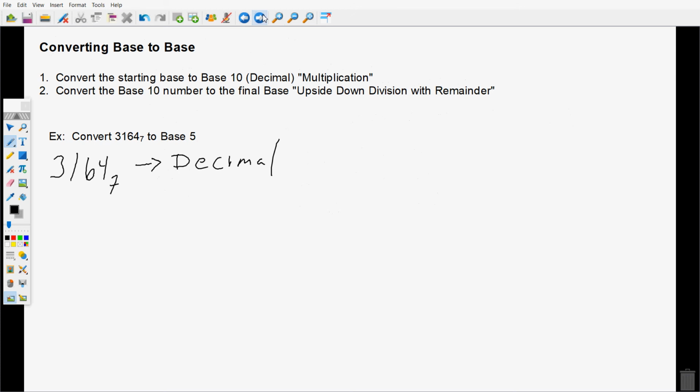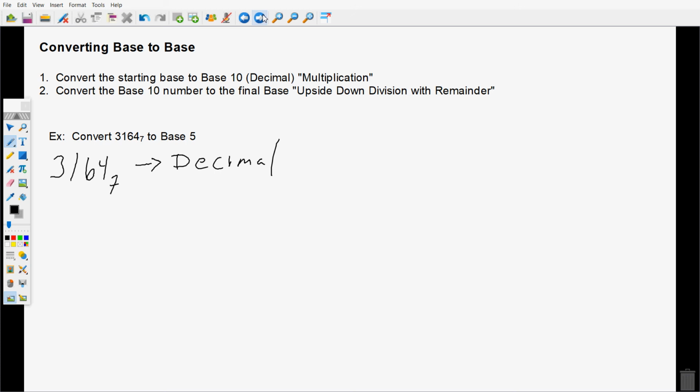Now I want to convert a base to another base. To convert one base to a second base, this is a conjunction of the two previous examples. I'm first going to have to convert my starting base to a decimal number. And remember, that was done by doing some multiplication. And then I'll take that answer and convert it to the final base, in this case base 5, and that's by doing the upside down division with remainder.